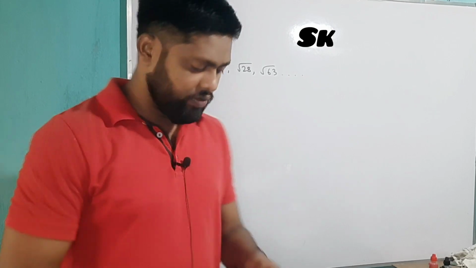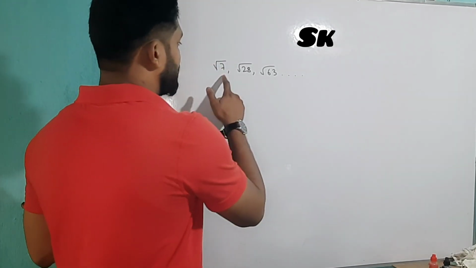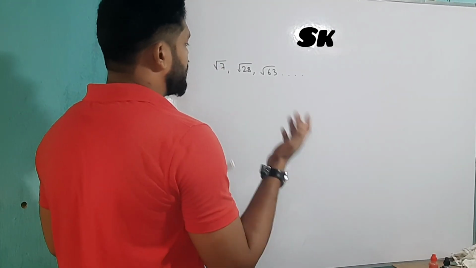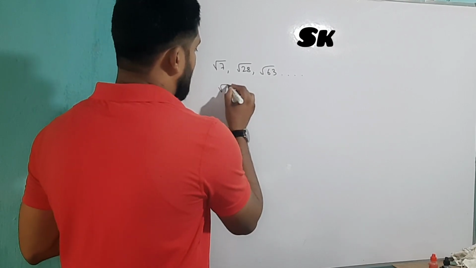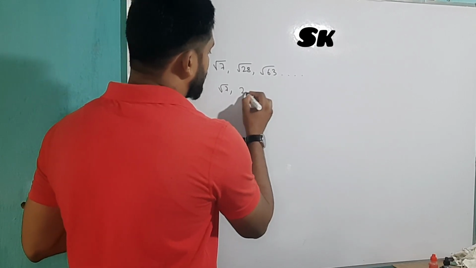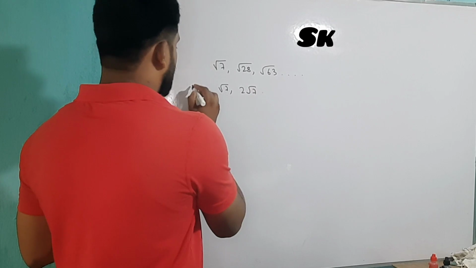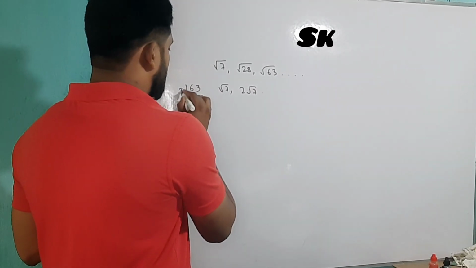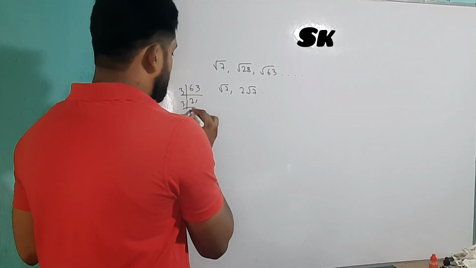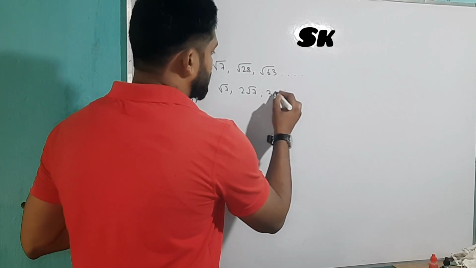Whatever the values are there, root 7 cannot be reduced. Why? If I take out root 7, you will get root 7 only. So root 7 stays as it is, instead of root 28 it is 2 root 7, and instead of root 63, 3 21s, 3 7s, so it will be 3 root 7, and so on.